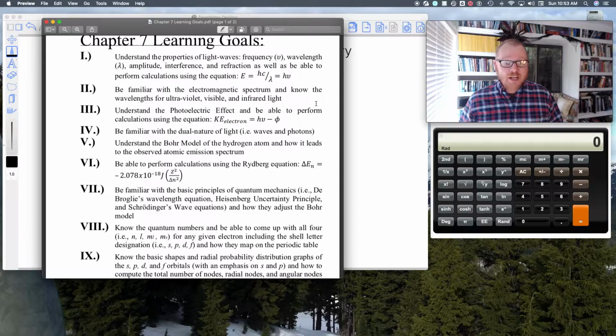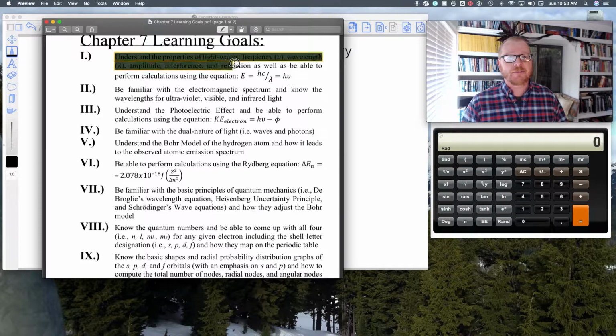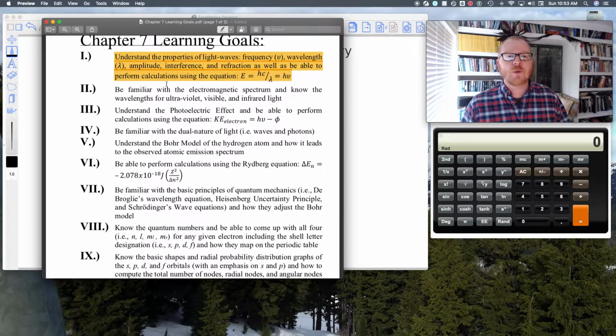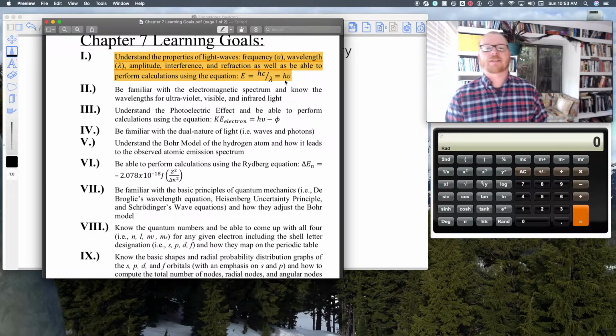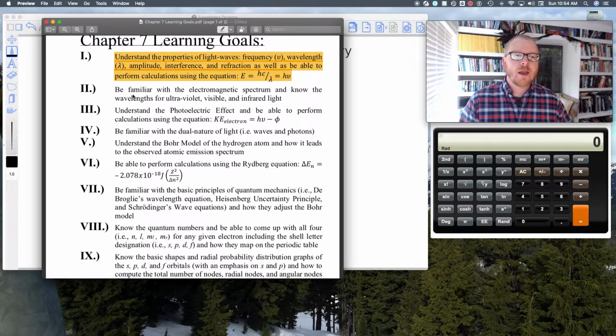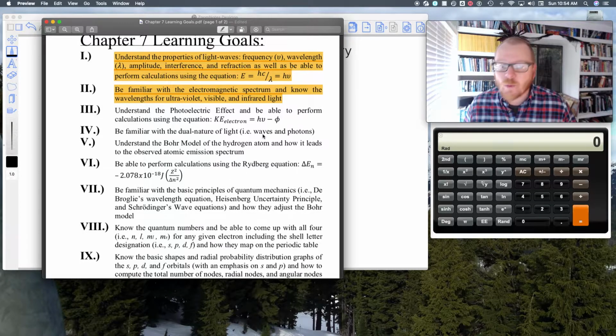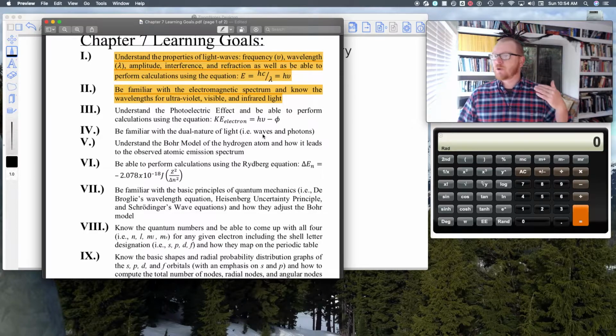So I just covered a couple of those first learning goals, taking it a few at a time. So understand the properties of light waves: frequency, wavelength, amplitude, interference, refraction, as well as be able to perform calculations using the equation. Okay, and we'll get a lot of practice of this in the discussion. And be familiar with the electromagnetic spectrum and know the approximate wavelengths for UV, visible, and IR.